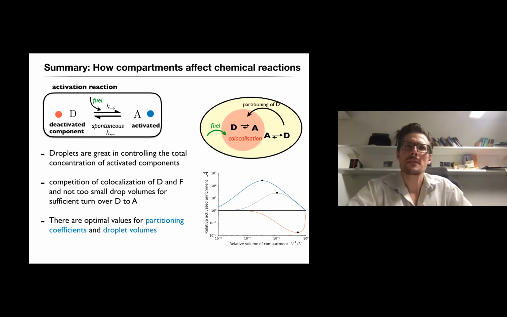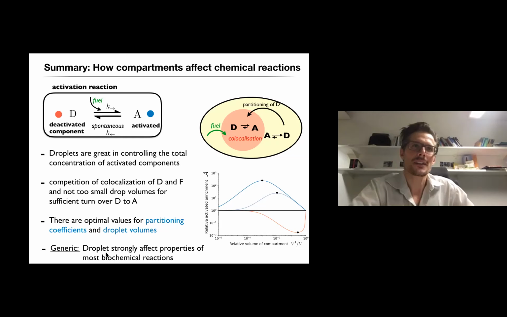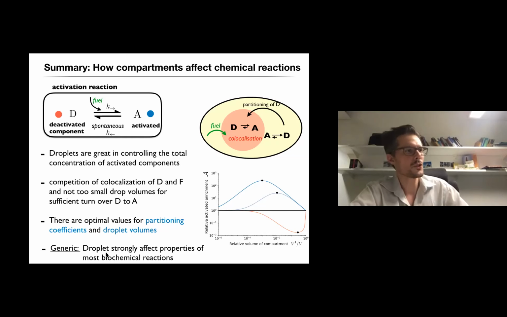Now we can do the same type of recipe for all kinds of chemical reactions. And this is what we do in my group, for example. And I can tell you right away, spoiler, the main output is that we find the same characteristics for all those biochemical reactions. So it's really a generic scheme that droplets can affect biochemical reactions dramatically.